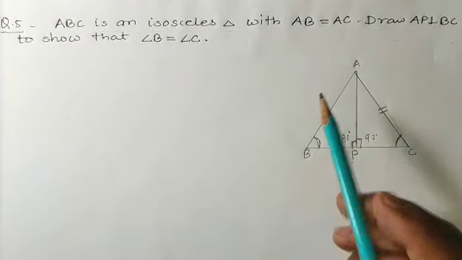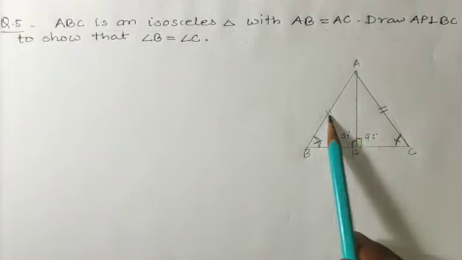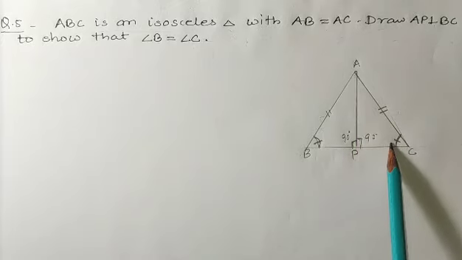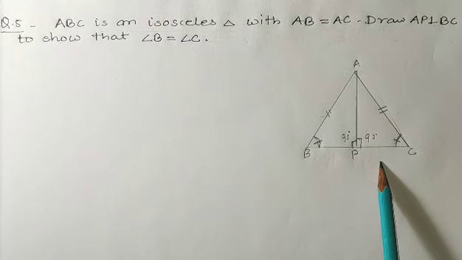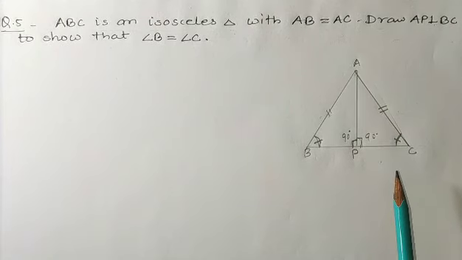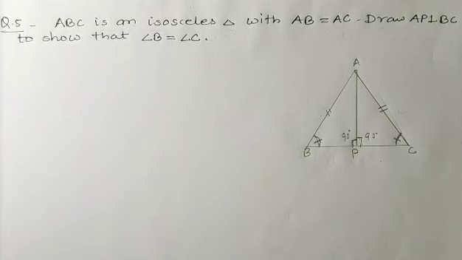Then we have to show that angle B is equal to angle C. Students, this result we have studied and we have proved also. We have proved that if in a triangle two sides are equal, then their opposite angles are equal. But now, since it is a question here, we will prove it again, in an easier way. That we have studied earlier, but here we will prove it in an easier way.